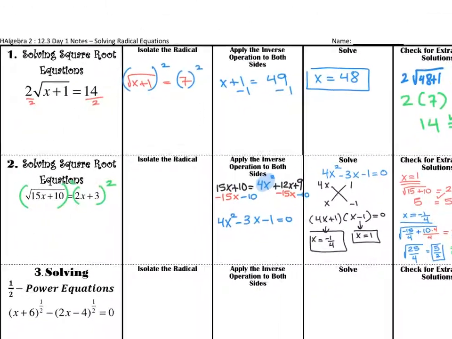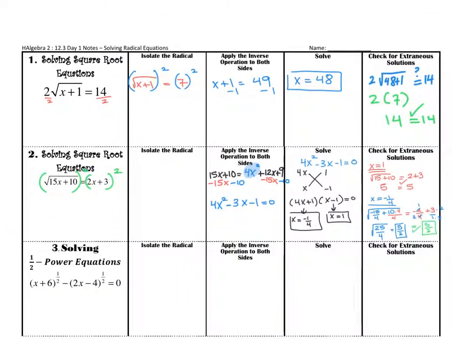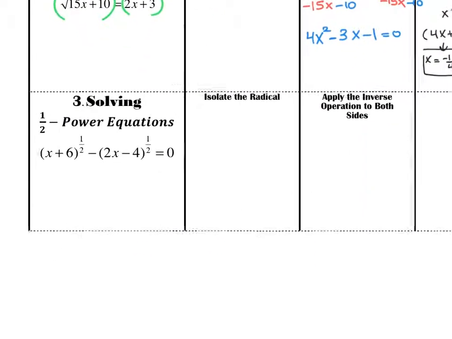Now, this is how you solve an equation in radical expression format. You isolate the radical, you apply the inverse operation, you solve, and then you check for extraneous solutions. Now let's move on to a half power, so that's a rational exponent.